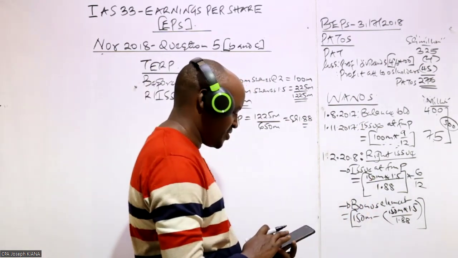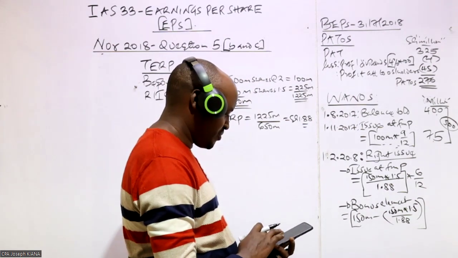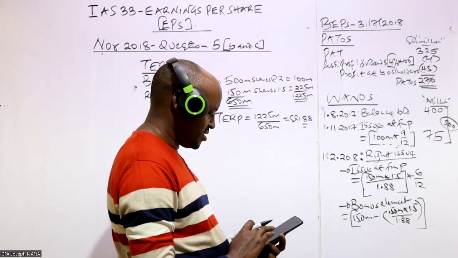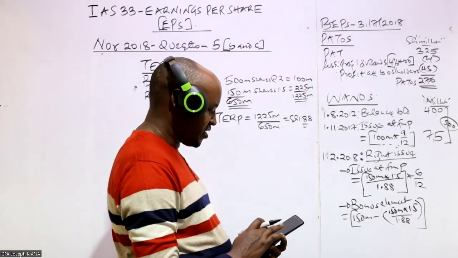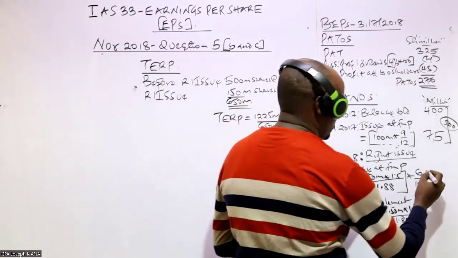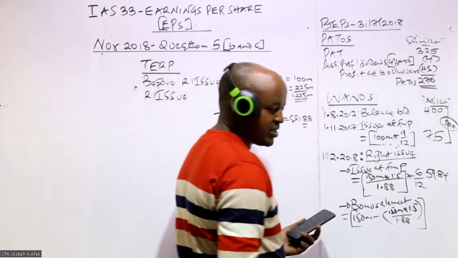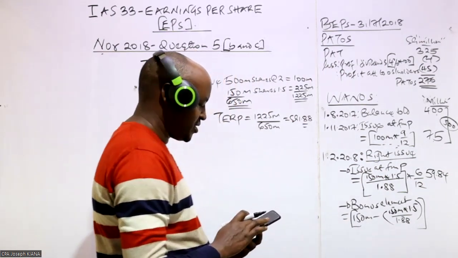Let's first of all compute this. 150 times 1.5 divided by 1.88 and then times 6 over 12, or basically divided by 2, which will give us 59.84. And then we compute this bonus element.